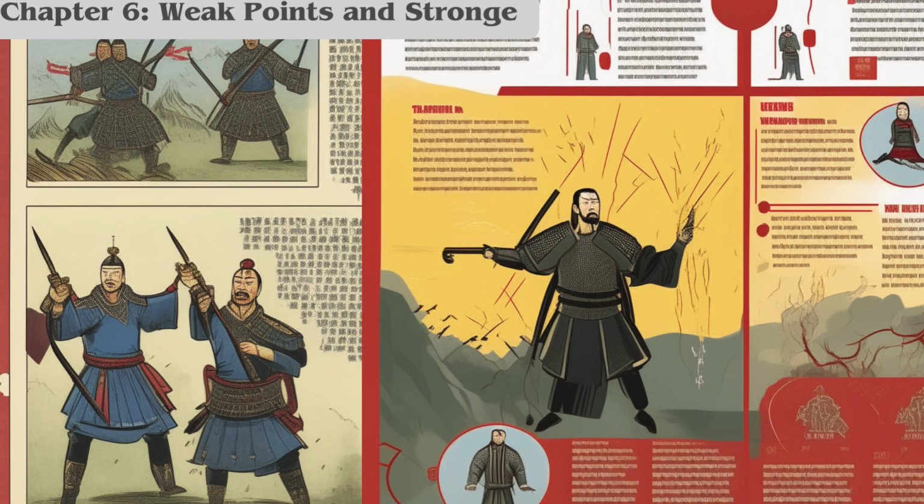Chapter 6: Weak Points and Strong. To achieve victory, it is essential to have a deep understanding of both the strengths and weaknesses of your own side, as well as your opponent's. Sun Tzu emphasizes the importance of exploiting the weaknesses of the enemy while safeguarding your own vulnerabilities. By recognizing the strategic advantages and disadvantages, you can ensure a more favorable outcome in battle.